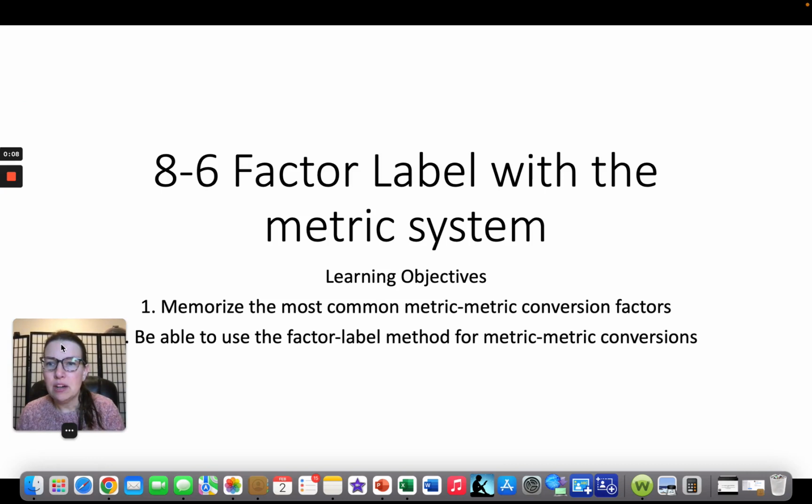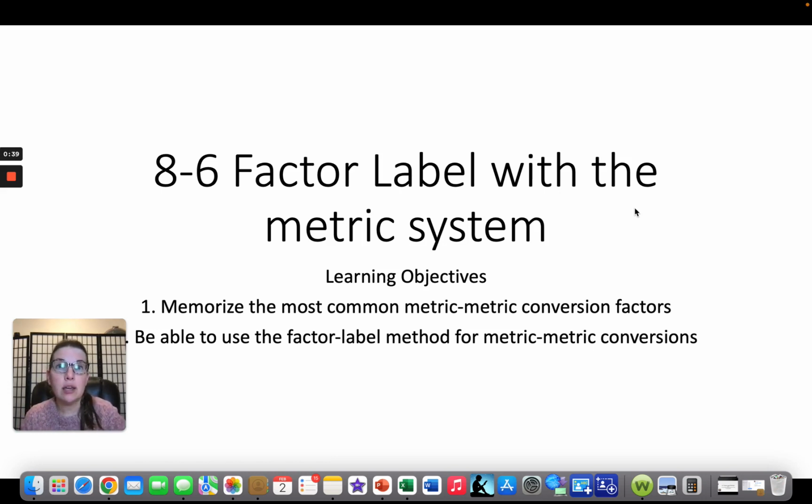I am here with video number 86 that will be teaching us how to do the factor label method with the metric system. So previously, if you've gotten this far, you are already well versed in how to convert from US customary units into metric units and vice versa using conversion factors such as 2.54 centimeters equals 1 inch. And for those kinds of conversions, the factor label method is the only way to do it.